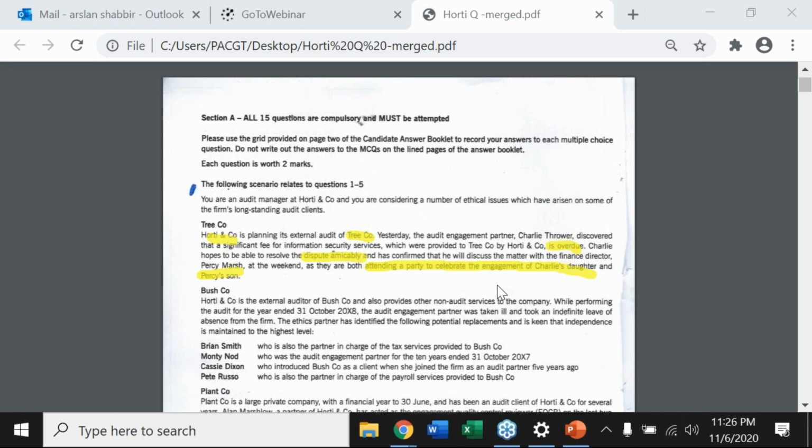Intimidation, familiarity threat, okay. Self-interest, mm, how can it be self-interest? I do not have any shares. The client is not offering me a gift. He's not offering me shares. He's not offering me good hospitality. So how can it be a self-interest threat?